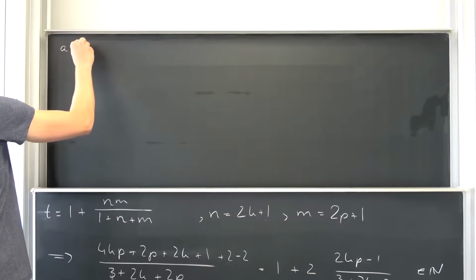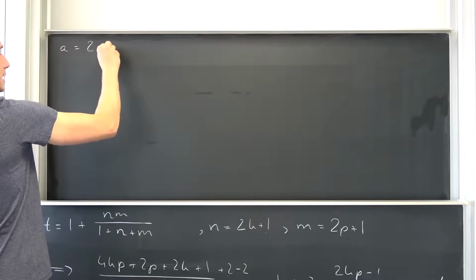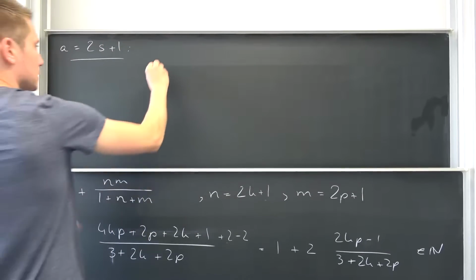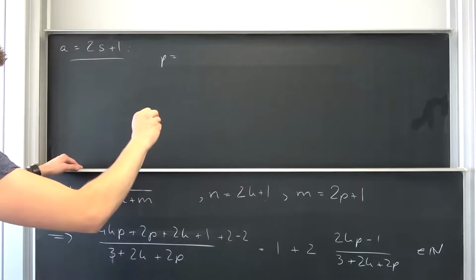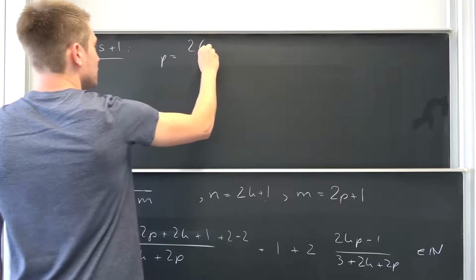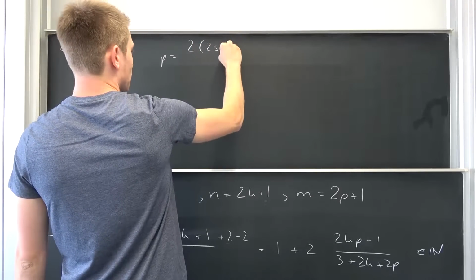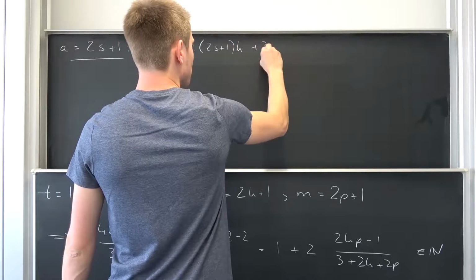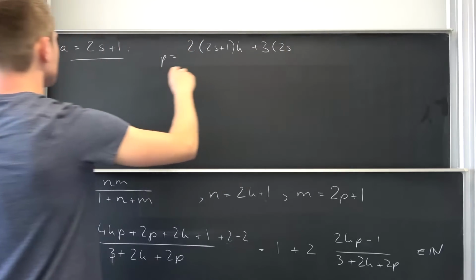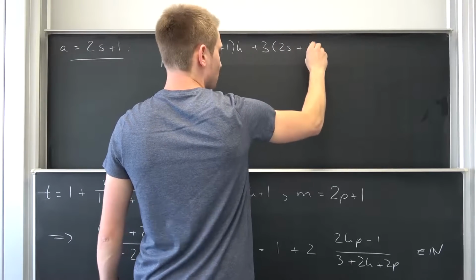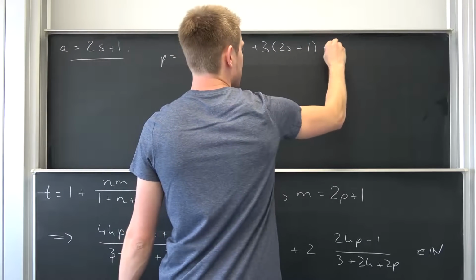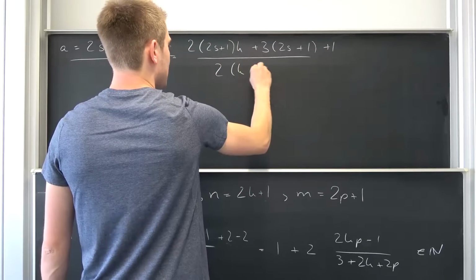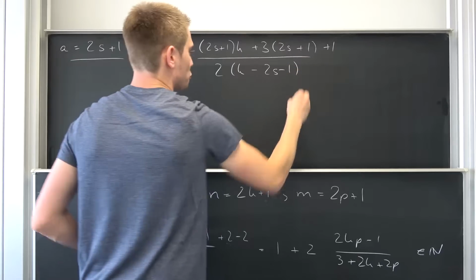Okay, we got rid of that, and now for the case when A is odd. Meaning, what about A being equal to, let's go with S once again, 2S plus 1. Well, if we plug all of this in, we are going to get P is equal to, let me see, I'm going to write everything out, 2 times (2S plus 1) times K plus 3 times (2S plus 1). Yeah, let's write everything out such that we don't make any mistakes. Plus 1 over 2 times K minus 2S minus 1.